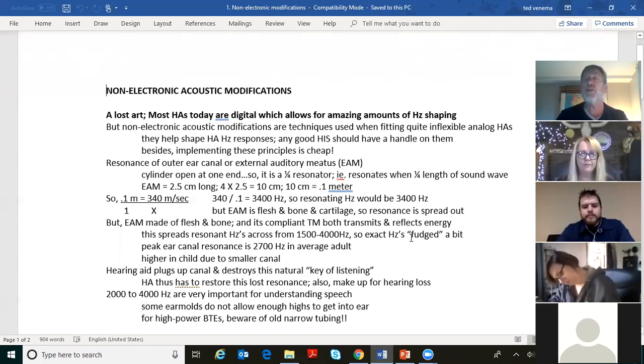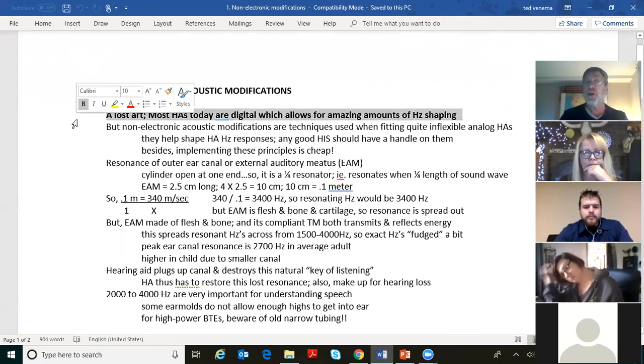And we just want to make sure that as we exit stage left, as OTC grads coming to be within the next few months, you basically have your house in order regarding non-electronic acoustic modifications. The biggest one is venting. The other two, horns and filters, don't really cut it anymore, so we won't spend much time on those at all. It's basically a lost art.